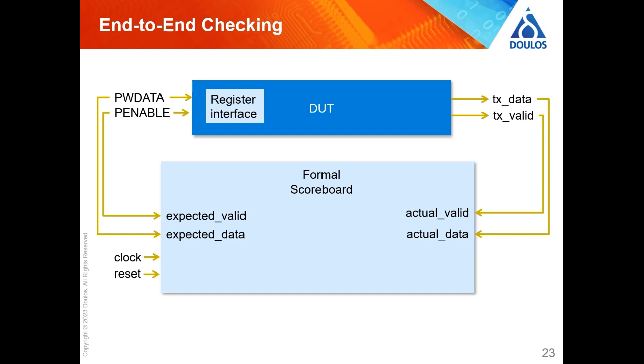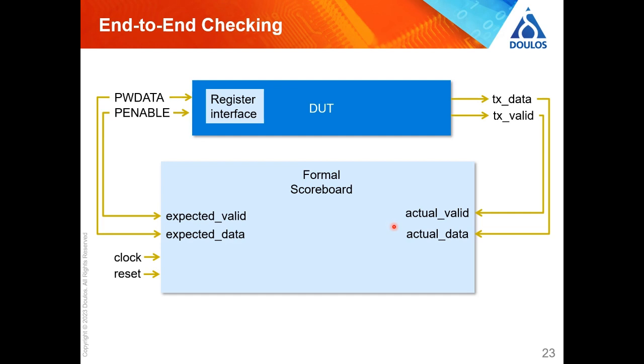Once formal receives a valid expected data as input, it then waits for an actual data to arrive and then compares the two. And the difference here between a formal and a simulation scoreboard is that with formal, we are testing all possible combinations simultaneously, whereas with simulation, we're testing only what the stimulus is driving the DUT to.